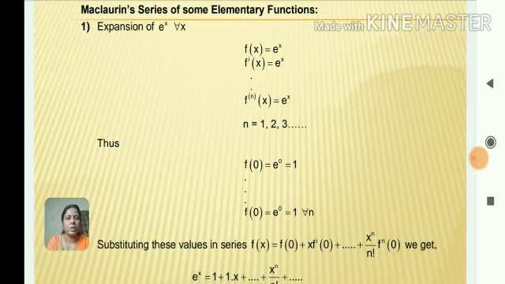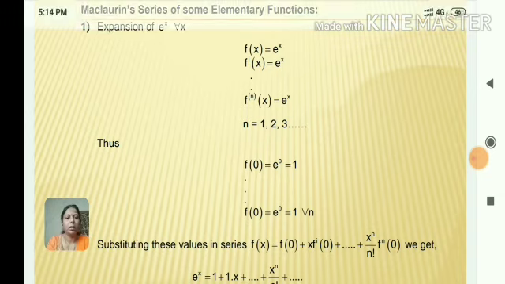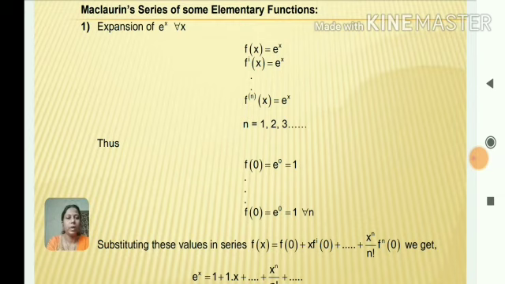So thus f(0), if we substitute x equal to 0, we get f(0) is e raised to 0, which is 1, and even if we substitute for f^(n)(0), it is again e raised to 0, which is 1. So here the function value and the values of the derivatives at point 0 are all the same, which are nothing but 1.